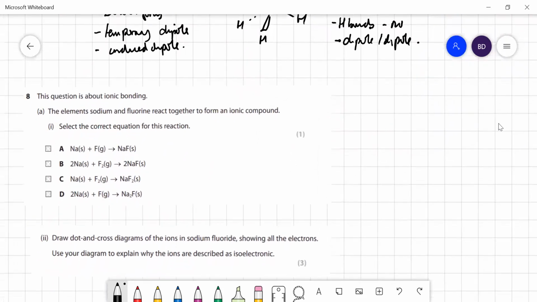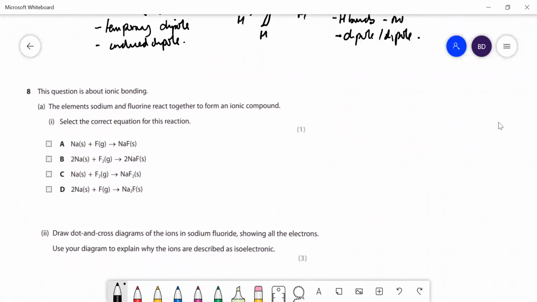Okay, question 8 is about ionic bonding. Sodium and fluorine react together to form an ionic compound. Select the correct equation for the reaction. Well, let's just think about this. Sodium is in group 1, so it's going to form a single positive ion. Fluorine is in group 7, so that's going to form an F minus, gaining 1 electron. So the formula of the compound is going to be NaF.